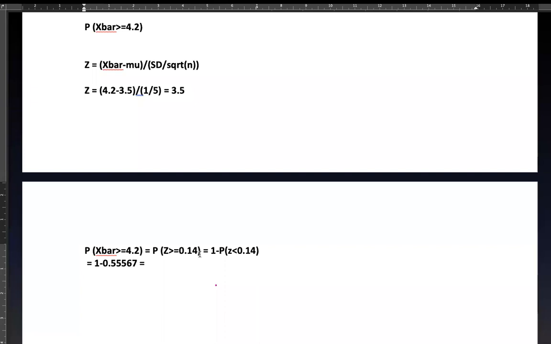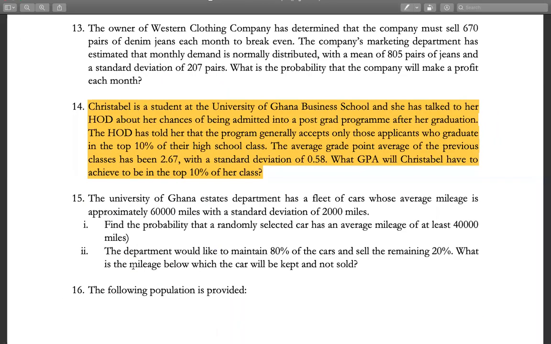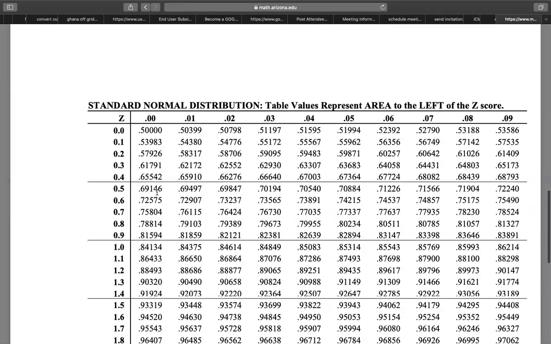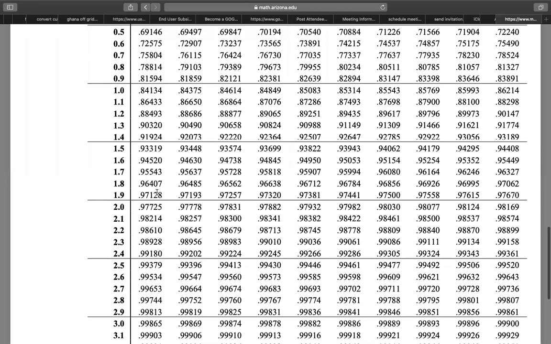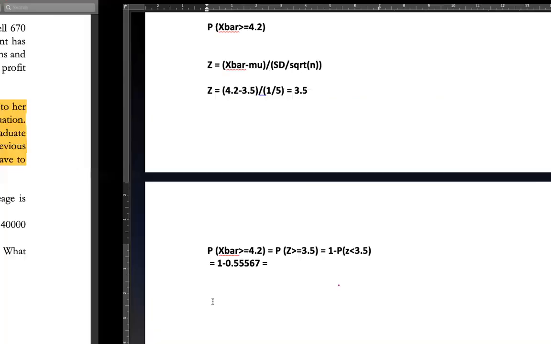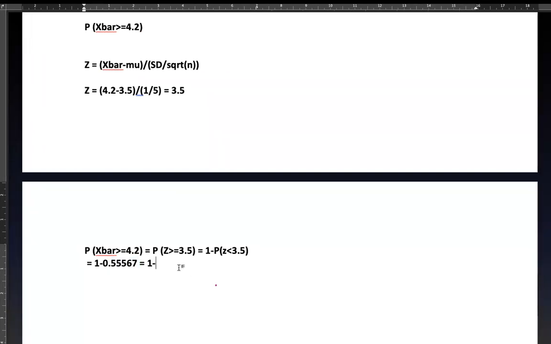So what do you get? That means this is 3.5, and this also 3.5. 3.5 is huge. Let's see if we even have it in the table. What's the probability from here? 3.50 gives 0.99977. So that is 1 minus 0.99977. What do you get?